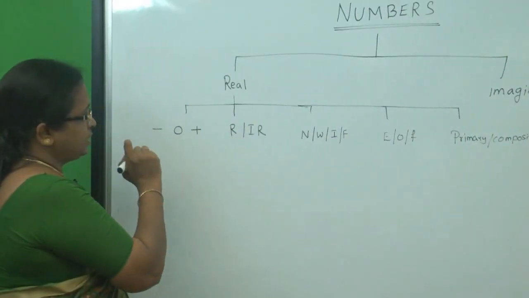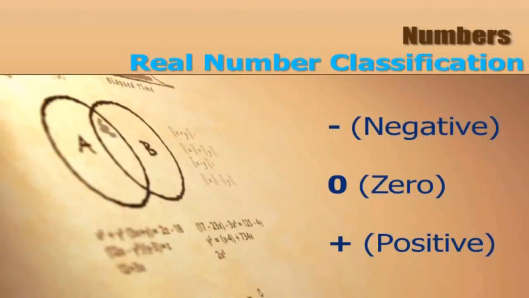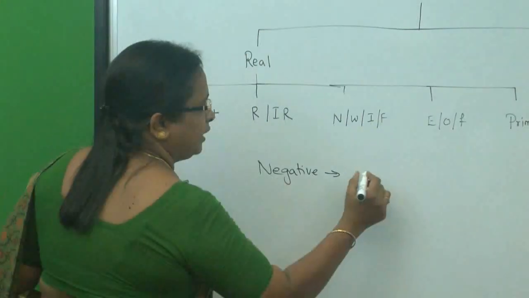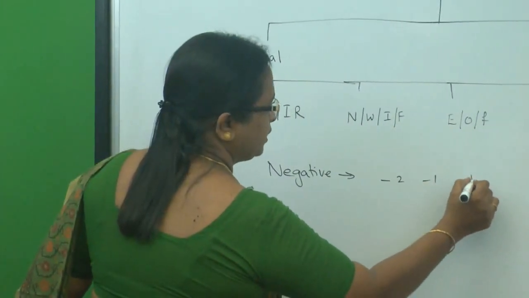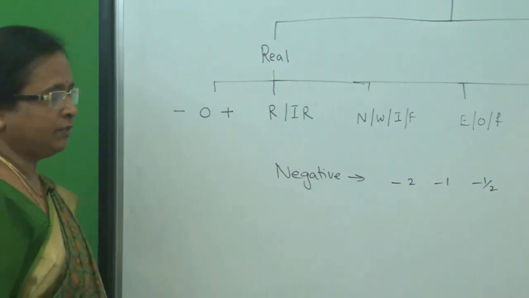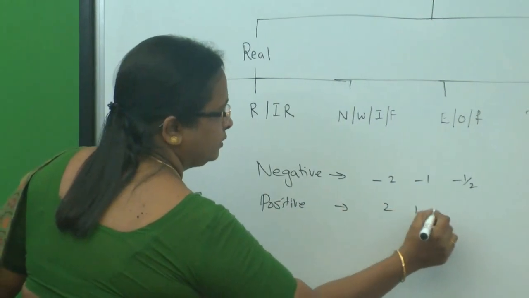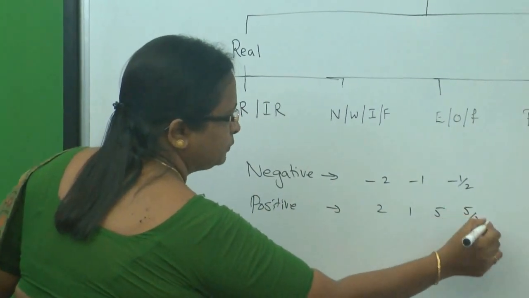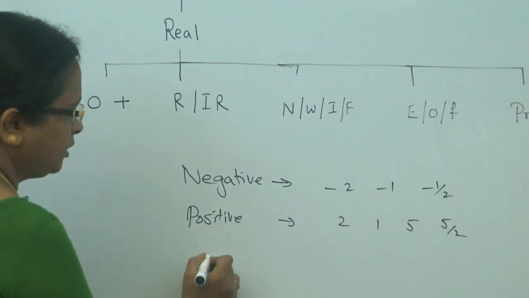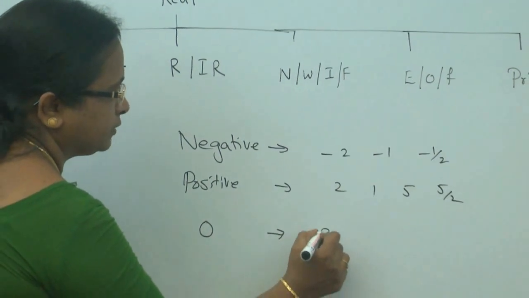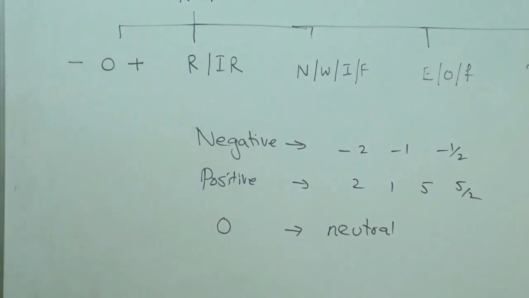Real number classification: you have the first classification as negative, 0 and positive. Negative is anything which is lesser than 0. So minus 2, minus 1, minus 1 by 2, all these are negative numbers. Positive is above 0: 2, 1, 5, 5 by 2, all fractions, everything is positive. So 0 is neither positive nor negative. It is called neutral. 0 is neutral.